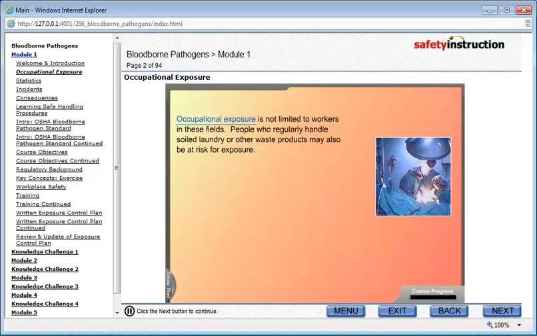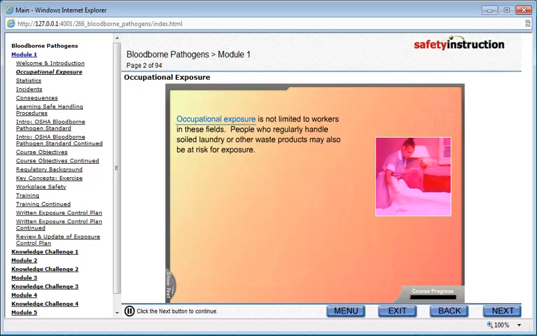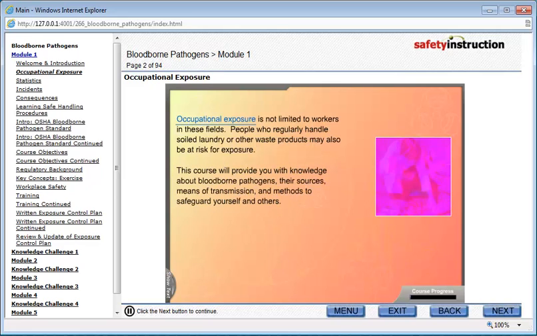Occupational exposure, however, is not limited to workers in these fields. People who regularly handle soiled laundry or other waste products may also be at risk for exposure. This course will provide you with knowledge about bloodborne pathogens, their sources, means of transmission, and methods to safeguard yourself and others.